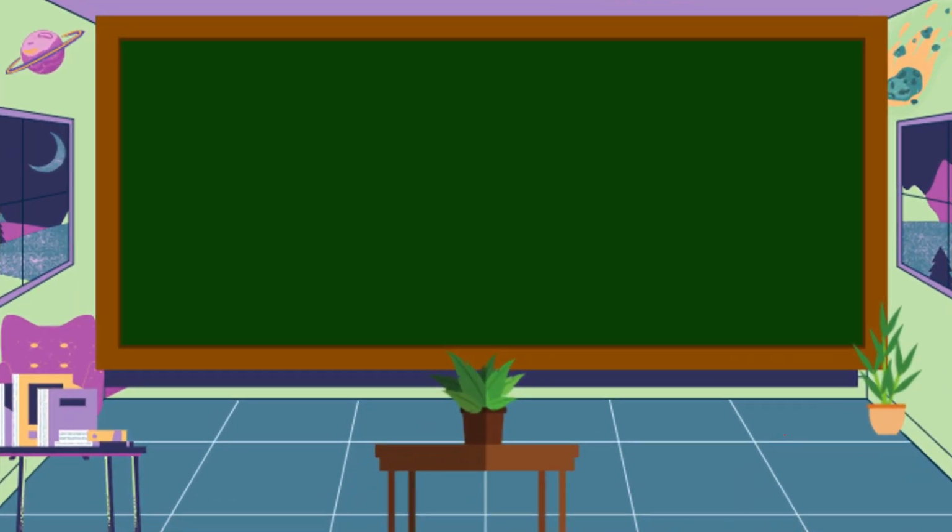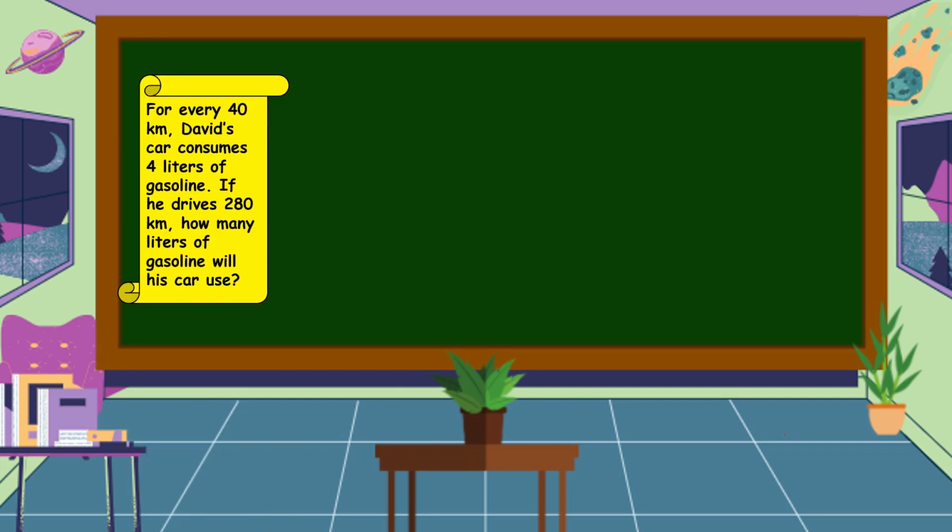Let's analyze and solve the problem. What is asked? In this problem, it is asking for the number of liters of gasoline. So, let's make a proportion. We read again the first statement. For every 40 kilometers, David's car consumes 4 liters of gasoline.